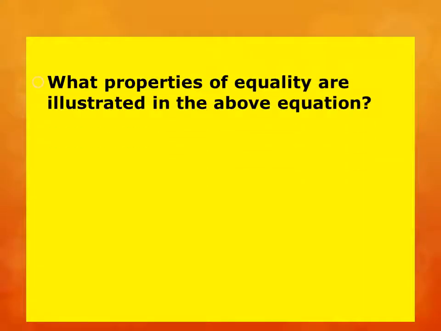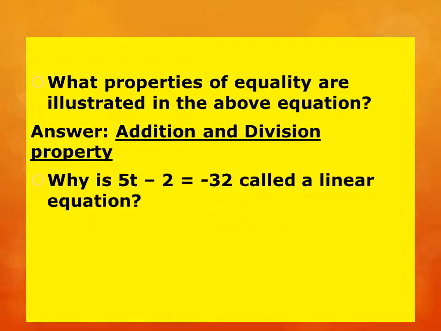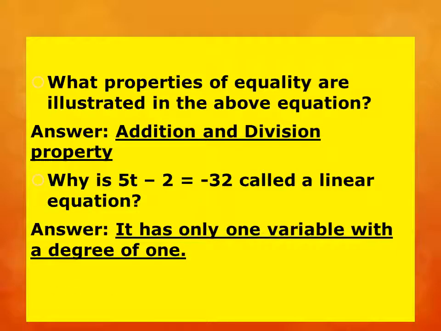What properties of equality are illustrated in the above equation? We have two: addition and division property, since it involves adding and dividing. Why is 5t minus 2 is equal to negative 32 called a linear equation? The answer is, it has only one variable with a degree of 1. So the variable in that equation is t.